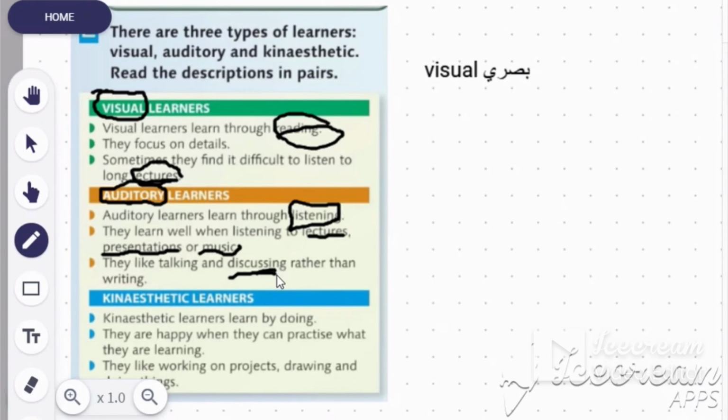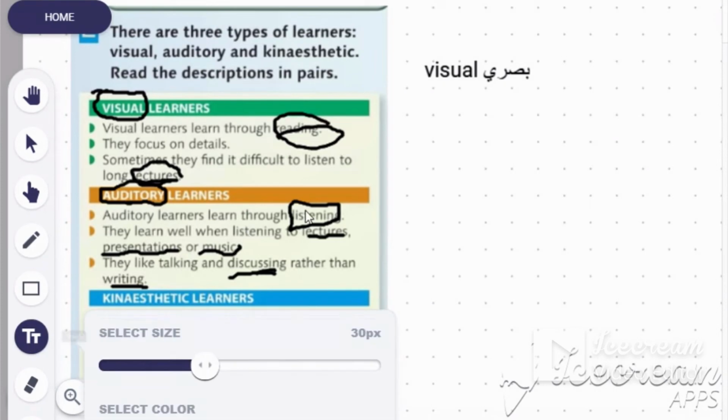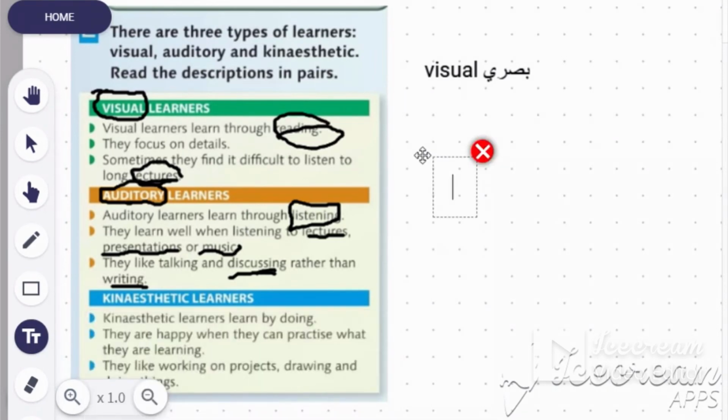Discussing means مناقشة rather than writing. They don't like to write. They like talking, يناقشوا, and discussing rather than writing. So, auditory learners, I write the word again, means متعلم سماعي. They like to listen to the information to learn it. Okay, so auditory learners from the word audio.